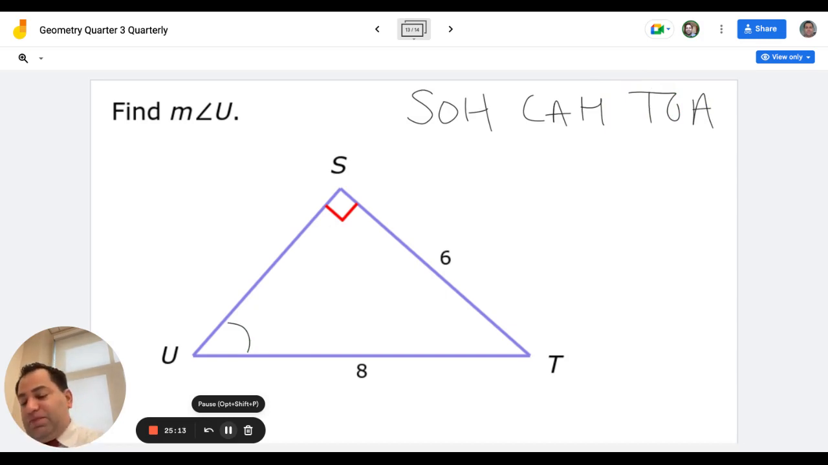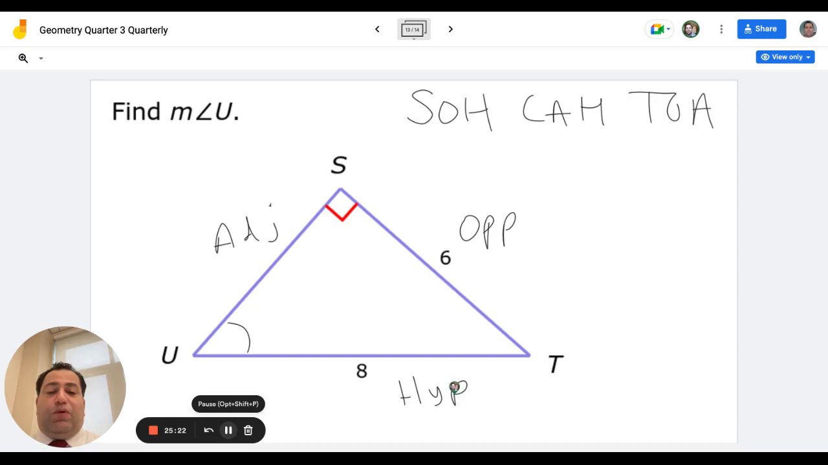We got opposite, we have adjacent, and we have hypotenuse. So it looks like we were given opposite and hypotenuse. That's sine, right? So in order to find an angle, we have to use inverse. So we're going to take the inverse of sine, and then it's opposite over hypotenuse. That's going to be 6/8.